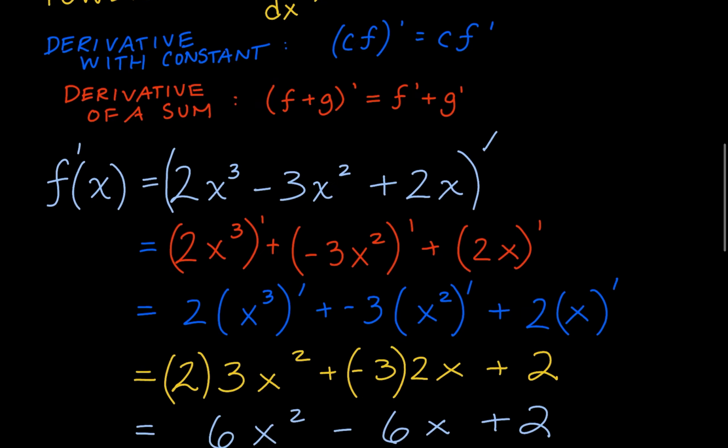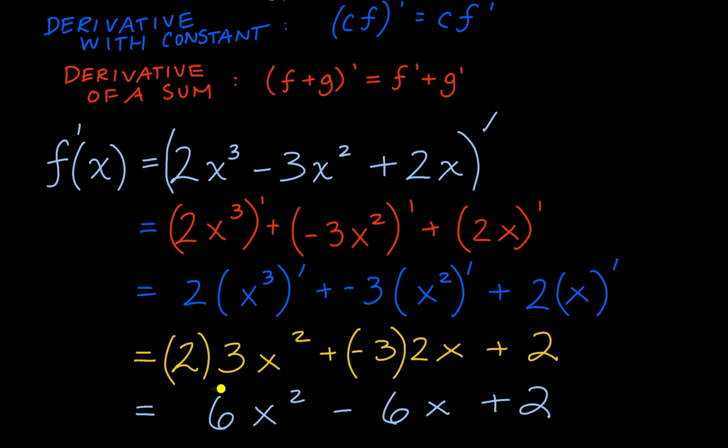So now all that's left is to do some algebraic simplification. We do 2 times 3 to get 6, negative 3 times 2 to get negative 6. Of course, the 2 remains, and so this is our final expression for the derivative for a given value of x.